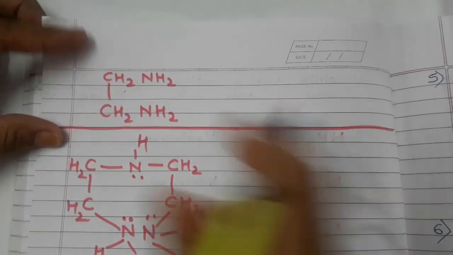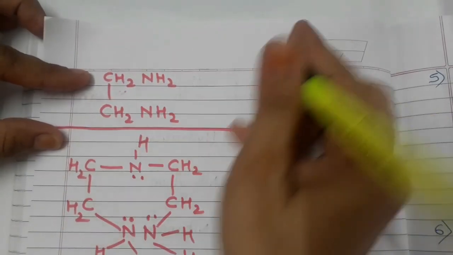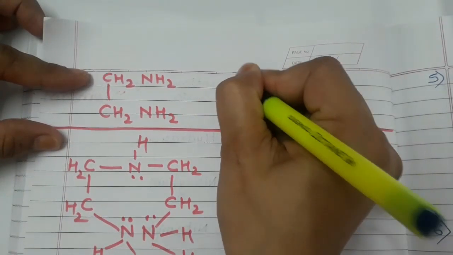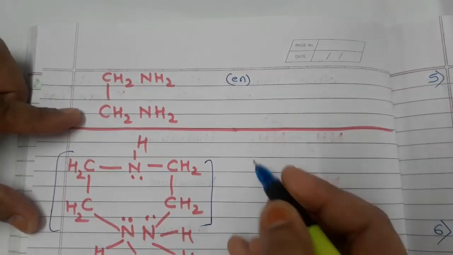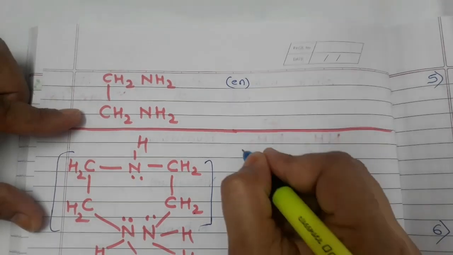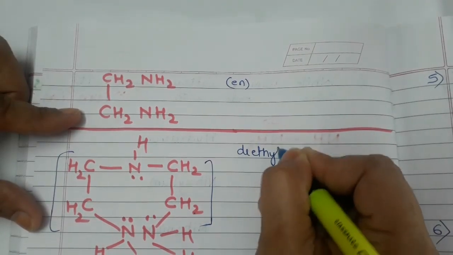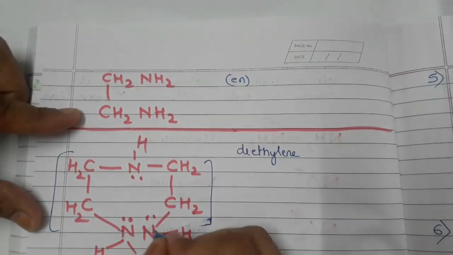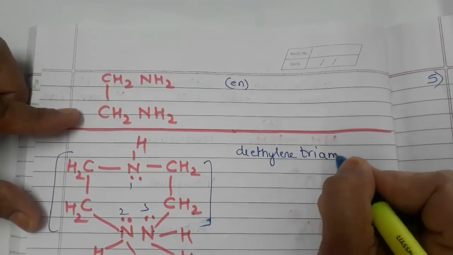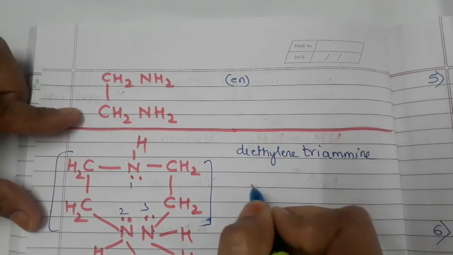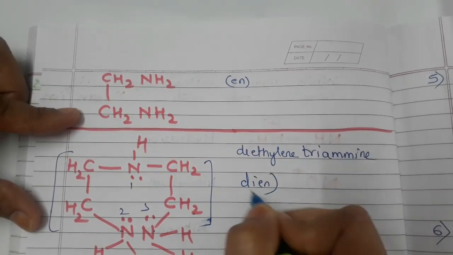Now here we have ethylene diamine, so the symbol is En. It is ethylene diamine, with two units, 1 and 2. So this is diethylene, and with 1, 2, 3, this is diethylene triamine. Its symbol is DIEN. Now we move on to the next rule.